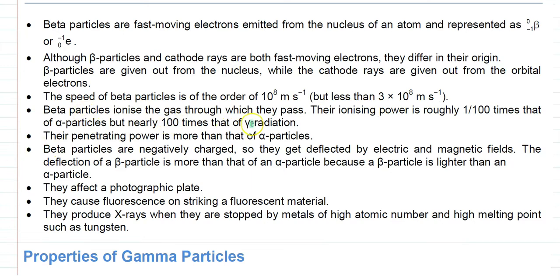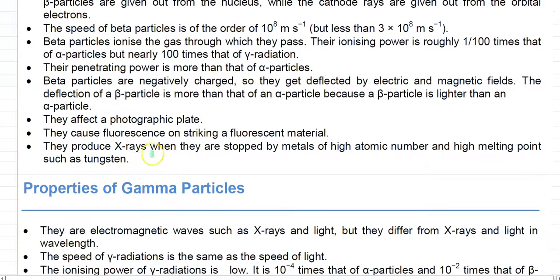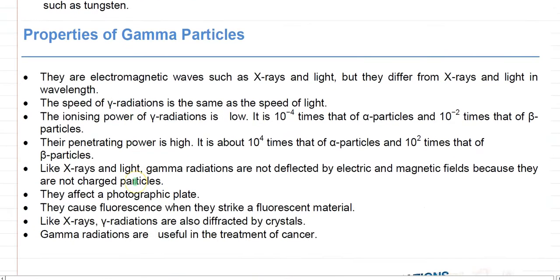Beta particles ionize the gas through which they pass, as it is a charged particle, basically an electron, and the ionizing power is roughly 1 by 100 times that of the alpha particle. The penetrating power is more than that of the alpha particle. Beta particles are negatively charged. They affect the photographic plate and cause fluorescence on striking a fluorescent material. They produce X-rays when they are stopped by metals of high atomic number and high melting point such as tungsten.